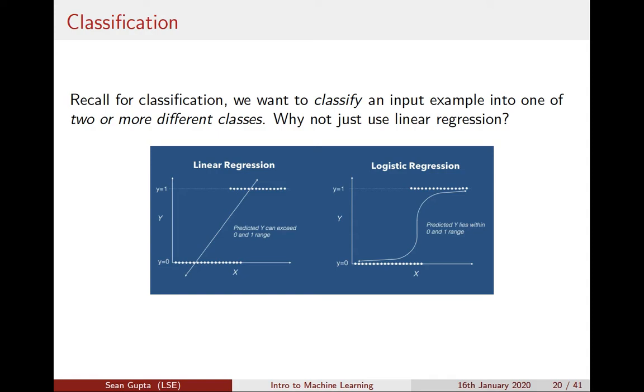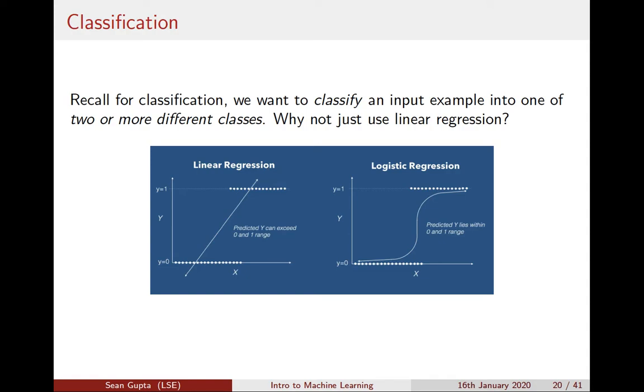So let's say we have two classes. Why can't we just use linear regression and, for example, say if y is equal to 1, we have spam. If y is equal to 0, we don't have spam. Now the issue with that is that the predicted value that you get, because linear regression is a straight line, can be less than 0 or larger than 1, and it's not clear how to interpret that.